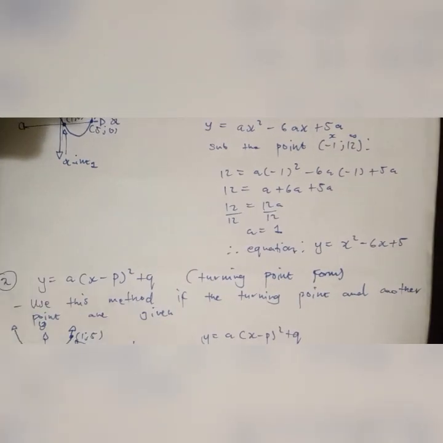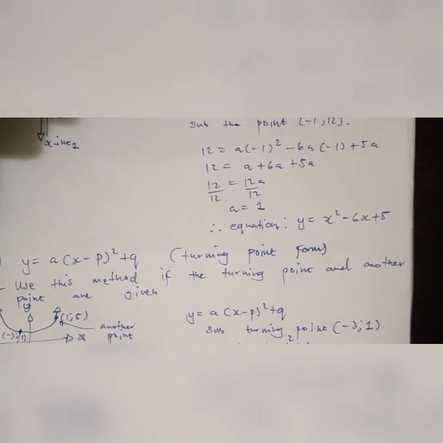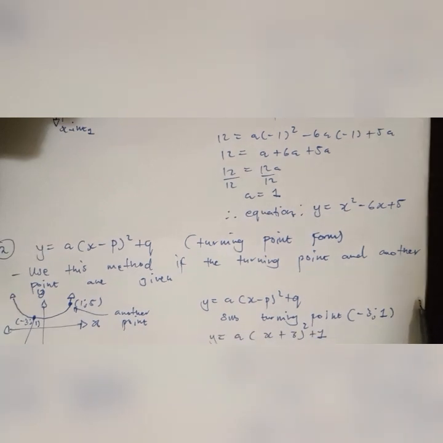Therefore, your equation would be, and there you have it. Your equation is y is equal to x squared minus 6x plus 5. Now let's move on to the second form, which is the turning point form.